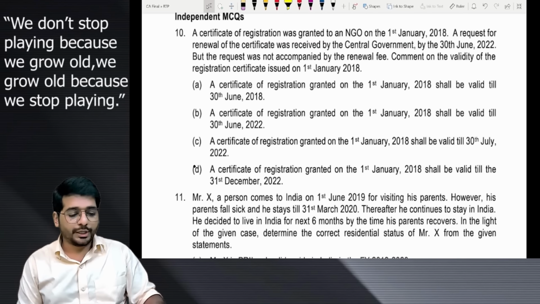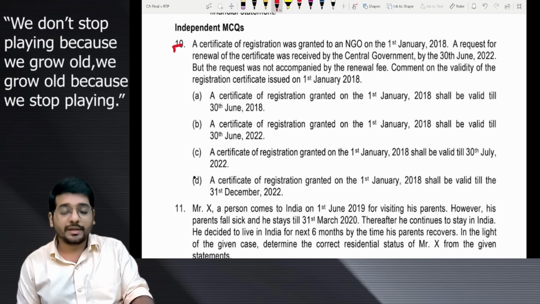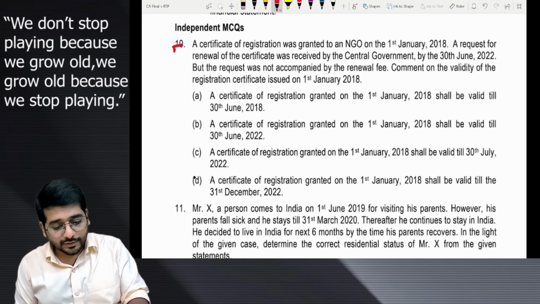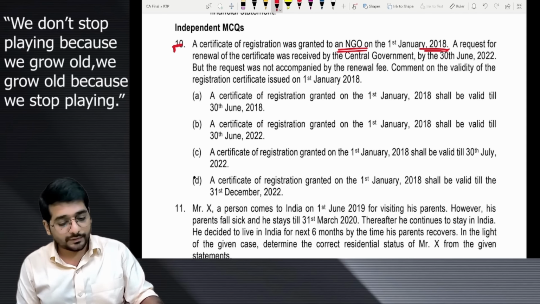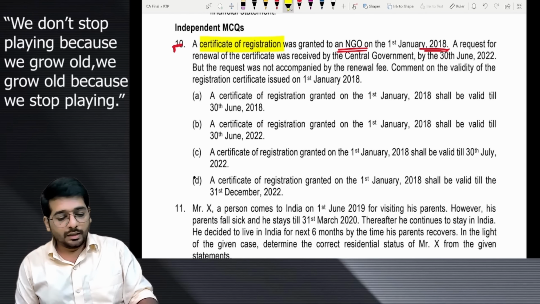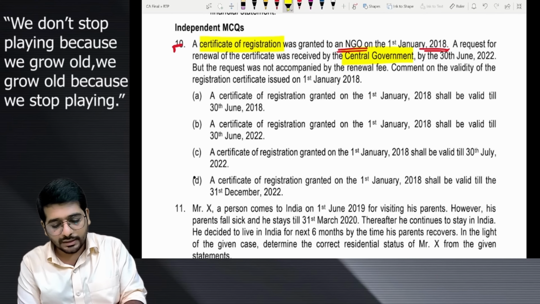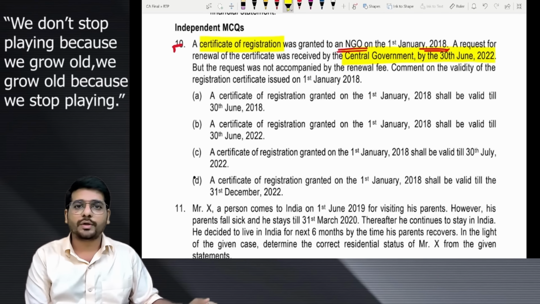Then, independent MCQs. What is the provision for independent MCQs? First one, let's do them one by one very fast. Certificate of registration was granted to an NGO on 1st January 2018. Okay, certificate of registration was granted. Fine. A request for renewal of the certificate was received by the Central Government on 30th June 2022.